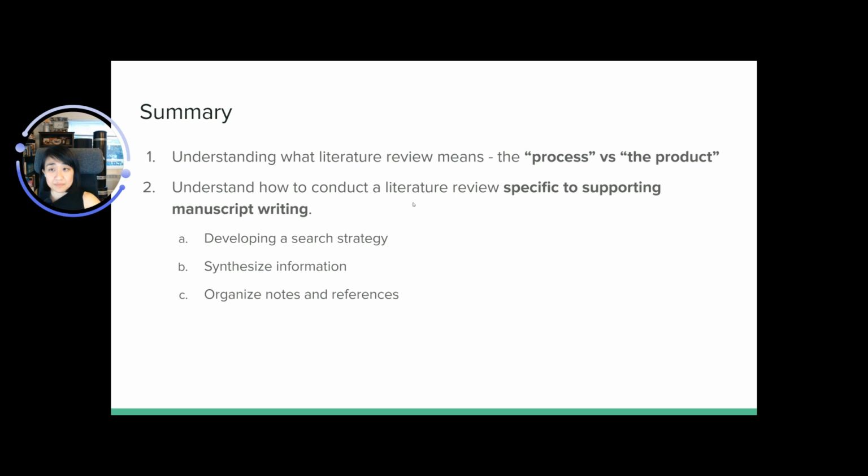Okay, so now to summarize the whole section on literature review from start to end. First is understand what literature review means. Make sure you know the difference between the process versus the product. That way, when you're asking people, you're clear on what they're trying to tell you. Number 2, understand how to conduct a literature review that's specific to supporting the manuscript writing phase. First, you want to develop a search strategy. Don't just blindly download hundreds and thousands of papers. Have a search strategy first. Now you want to read and synthesize the information. And then third, organize the notes and references.